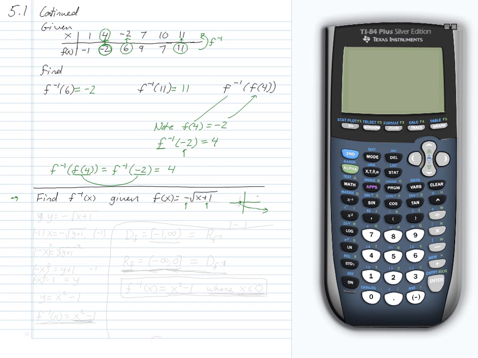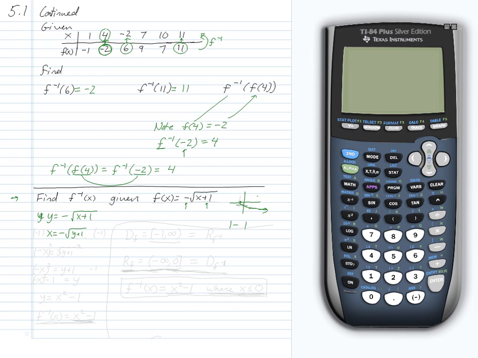Now this function is decreasing forever. It never has any local maxes or mins, which means any horizontal lines that we trace across it are going to hit at one point only. So this is 1 to 1. So let's change f of x to y. And let's swap everything. And now we'll try to solve for y.